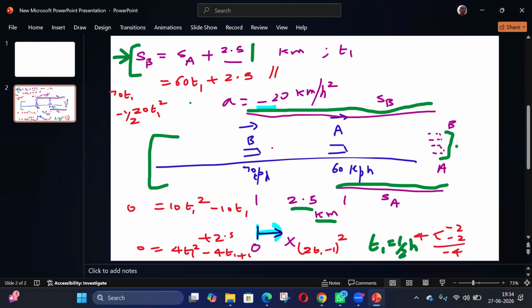And displacement is uniform speed into t1. And for B, you have to use ut plus half at square. A is a negative value because of deceleration. Answer is correct, half.